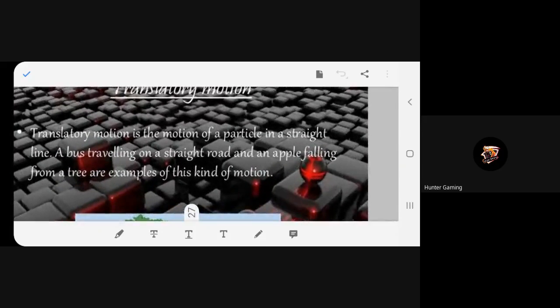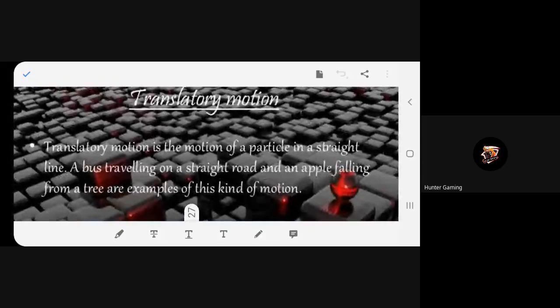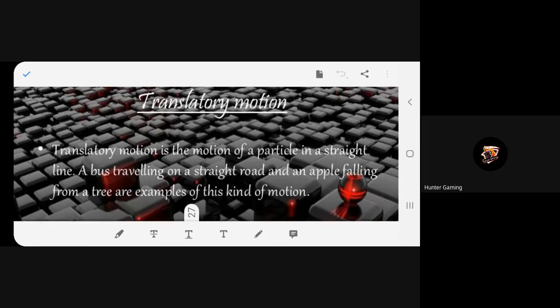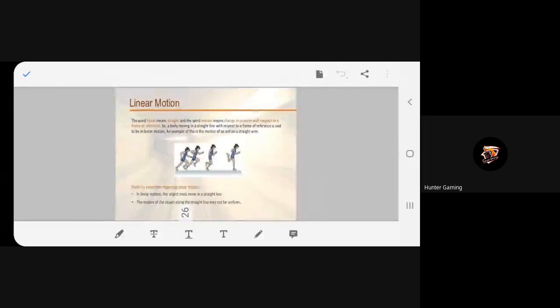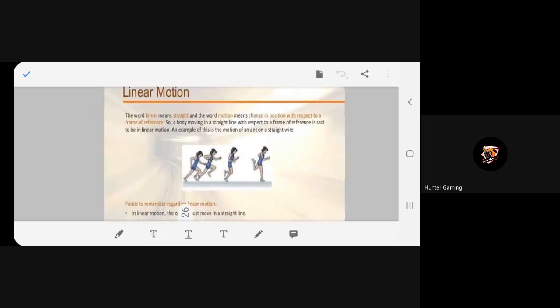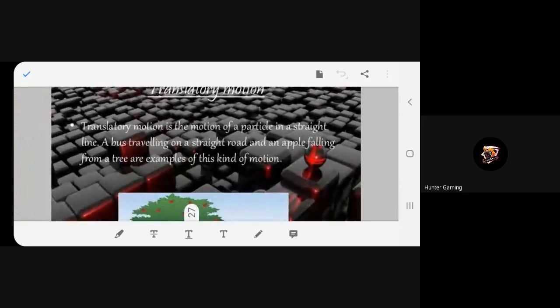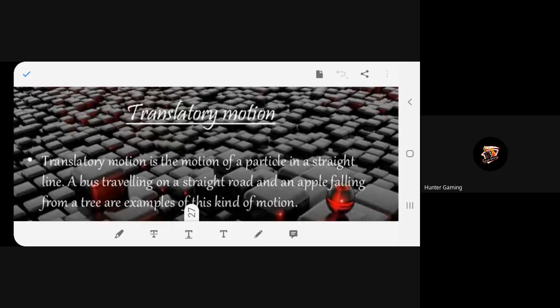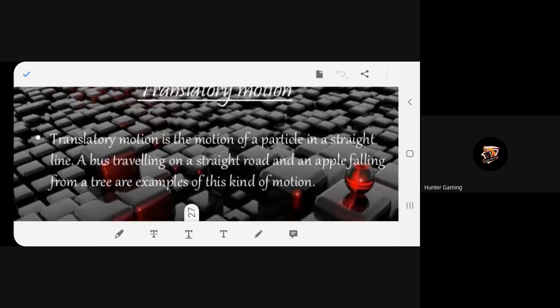Again, I'm giving you certain more examples. That's why I'm using all different notations or different words. What we did last was linear motion. The same thing, translatory motion is equal to linear motion. But here, I have purposely used the word translatory. Okay? Read better.